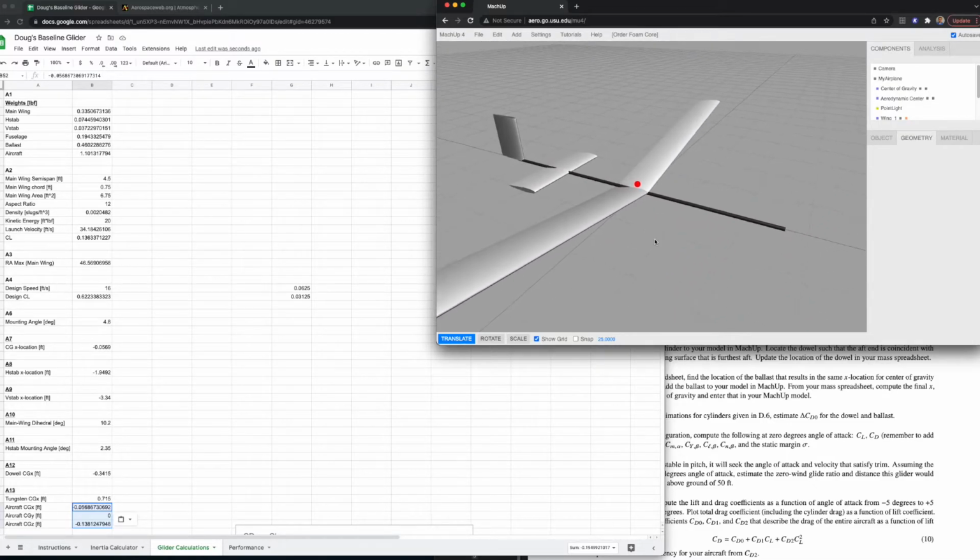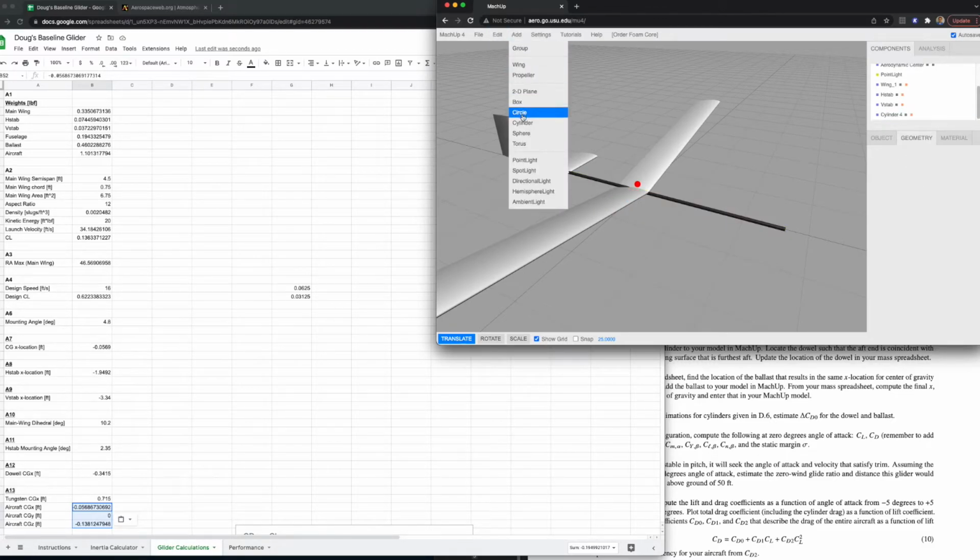Okay, so now we've got to add in our tungsten ballast. Again, this is just for visuals. The cylinder here and this tungsten ballast are not used in the aerodynamic calculations that mockup performs. Mockup only does aerodynamic calculations on the main wings, or excuse me, on any lifting surfaces. So these are just really for visualizations.